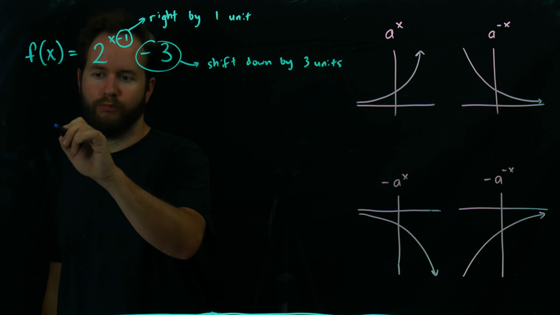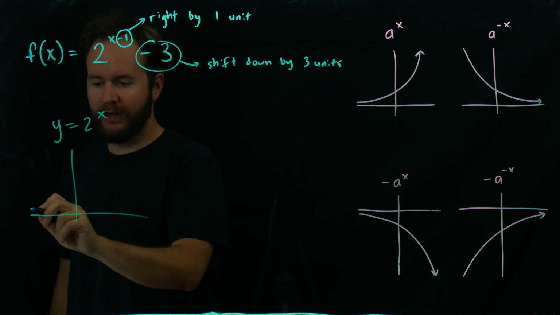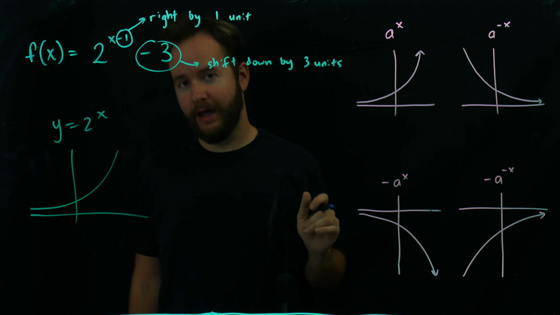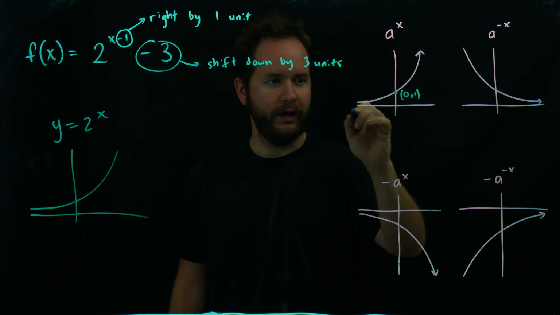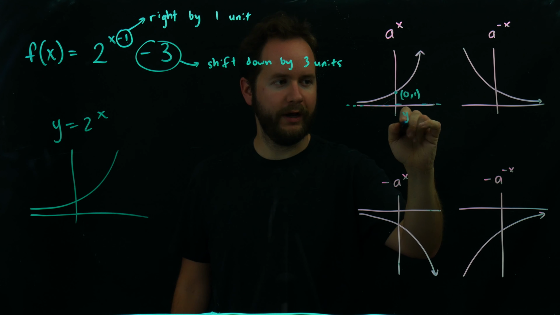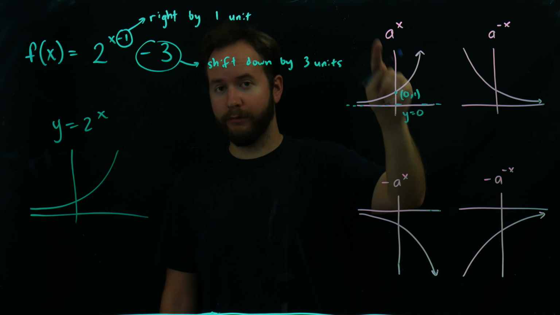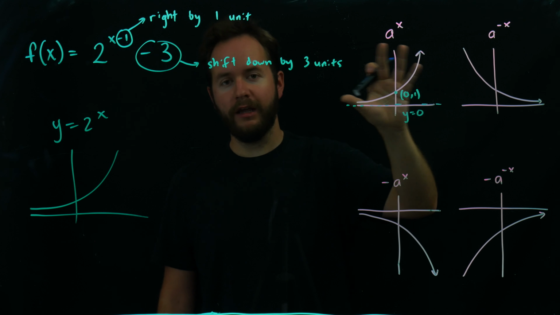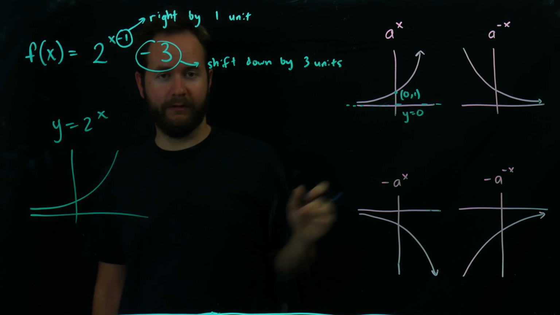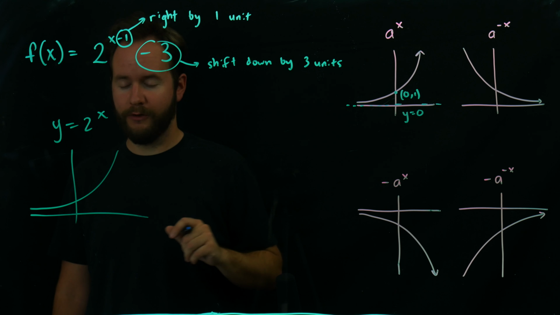So let's start with just y equals 2 to the x. So here's y equals 2 to the x, a real quick sketch. Every exponential graph, at least the standard a to the x, passes through 0, 1 and has a horizontal asymptote of y equals 0. This is true no matter what the base is. It could be 2 to the x, 3 to the x, e to the x, a million to the x. Any value of a that you put there will give us that shape. It will always have this y-intercept and this asymptote.